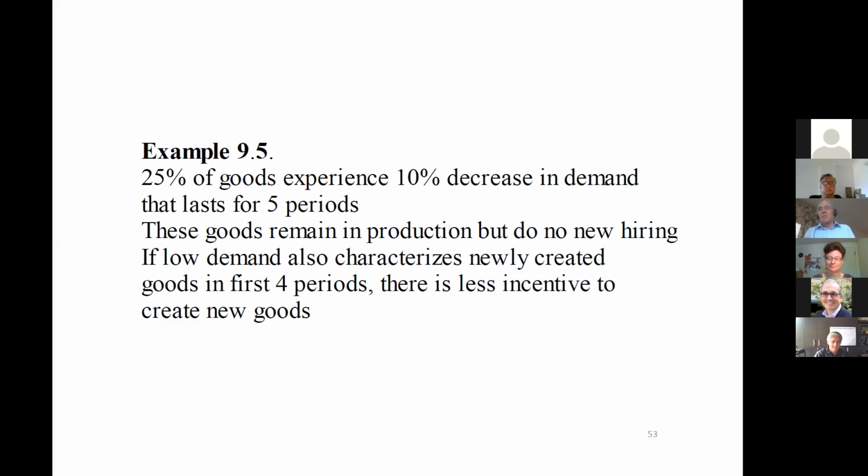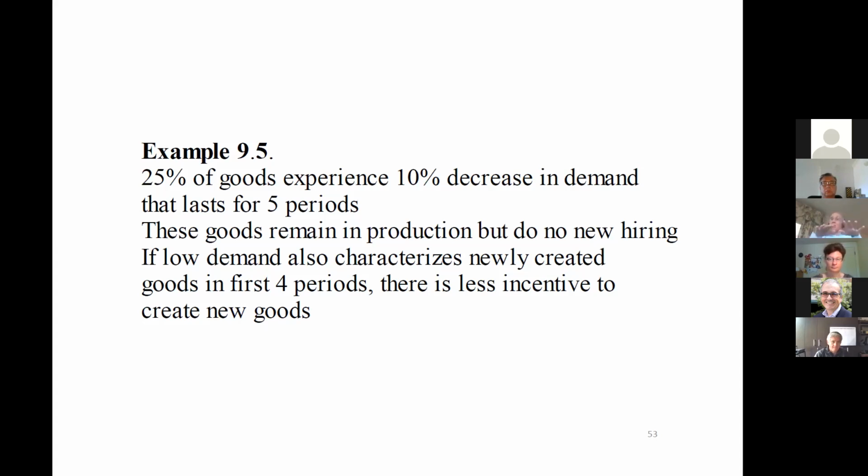So in this case, you say, well, okay, I've got this good. Consumers aren't wanting it as much for the next 5 periods, but it's not that big a drop. I still have an income. In fact, I still have an income advantage that's enough to compensate me to stick with the specialization I have, to wait it out. So these guys are going to want to wait out the downturn. But as long as demand is low, there's no incentive for them to do new hiring.